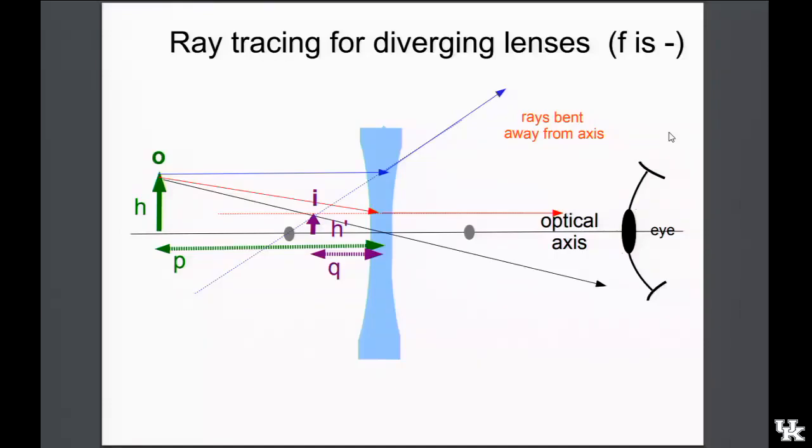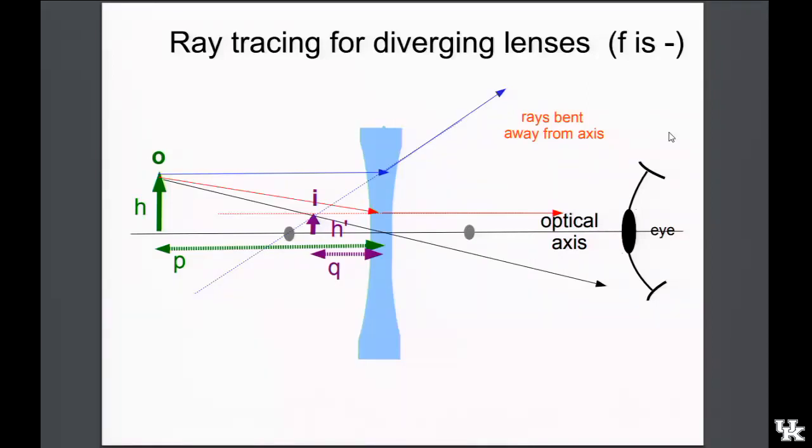And remember, this ray is going to be bent away from the optical axis. So I can't draw it going through this focal point, because that would be bent towards the optical axis. I have to draw it as appearing to come from this focal point, as a diverging ray. So that's how we draw this diverging ray for this diverging lens. It's appearing to come from this point, not going through this point. So that was one of the cousins.